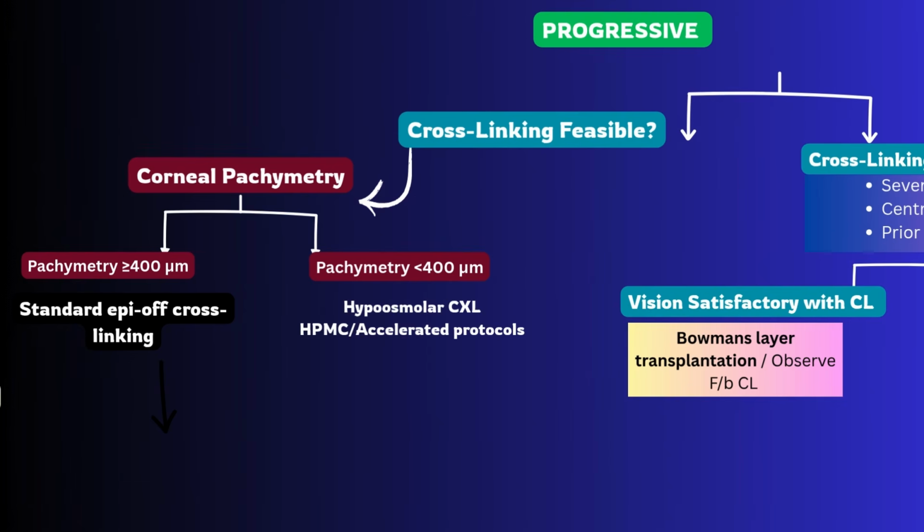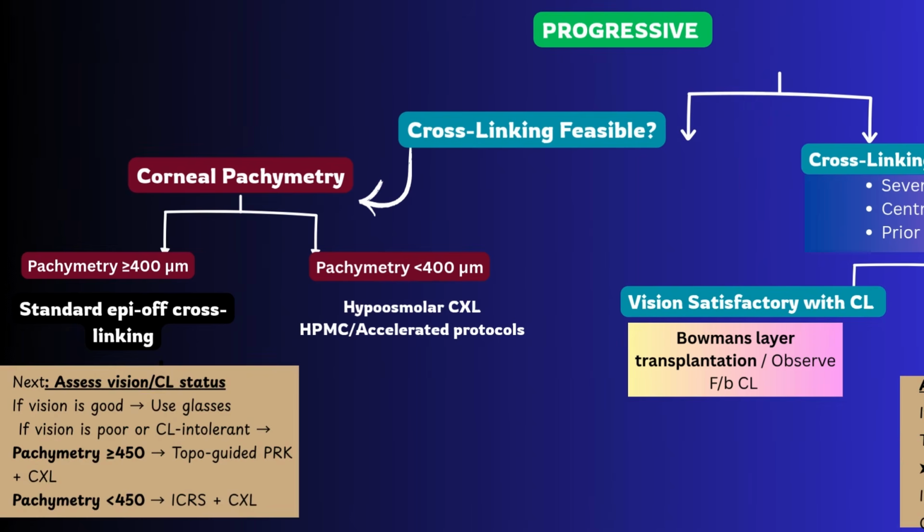Instead, you have to use hypoosmolar riboflavin protocols and the accelerated cross-linking, or even the transepithelium or the epithelium-on techniques depending on the patient profile. Post cross-linking, this patient would also need visual rehabilitation. So cross-linking, remember, basically halts the progression of the disease, but the patient might still not be happy. For that, you need to visually rehabilitate the patient.